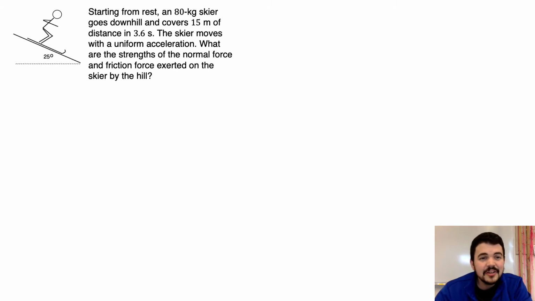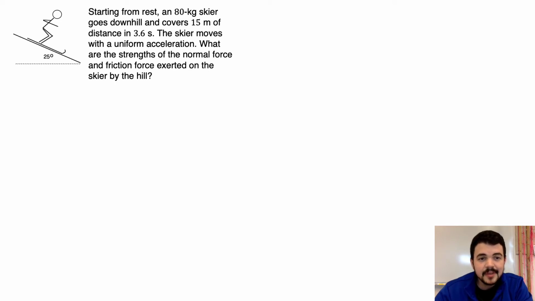Here we have, starting from rest, an 80-kilogram skier goes downhill and covers 15 meters of distance in 3.6 seconds. The skier moves with a uniform acceleration. We want to find the strengths of the normal force and the friction force exerted on the skier by the hill.